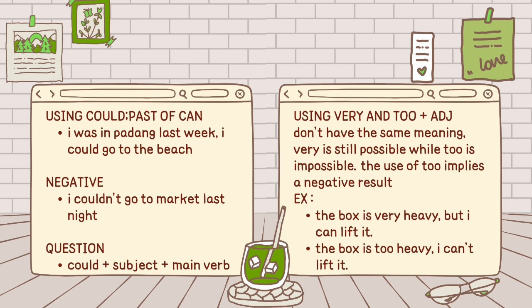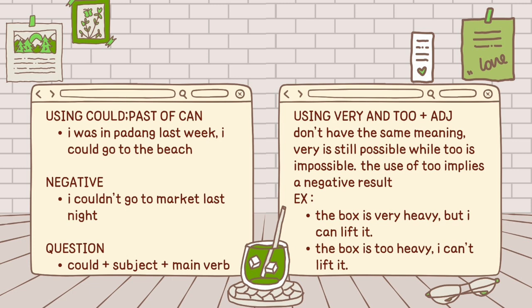Using very and too plus adjective. They don't have the same meaning. Very is still possible while too is impossible. The use of too implies a negative result. For example, the box is very heavy, but I can lift it. The box is too heavy.